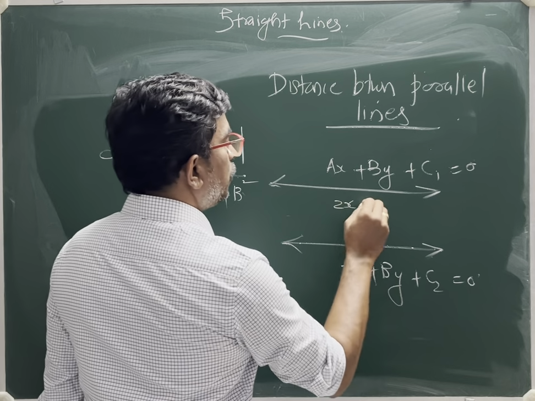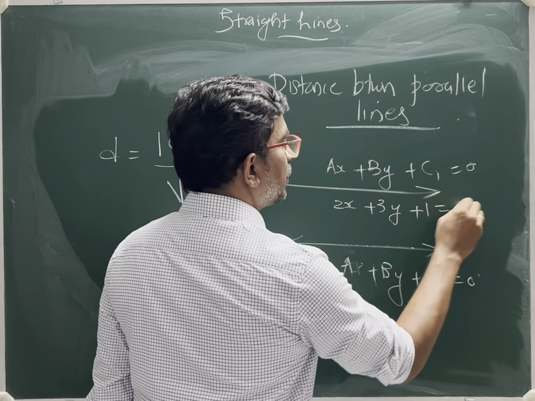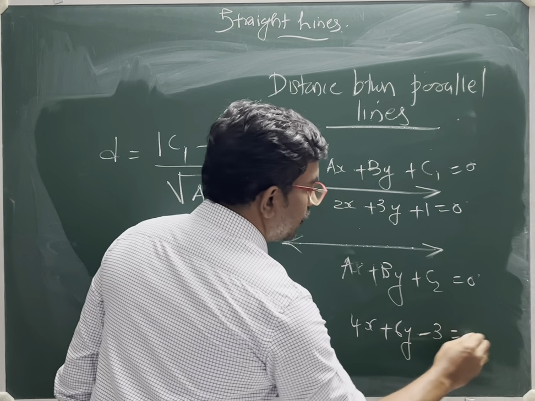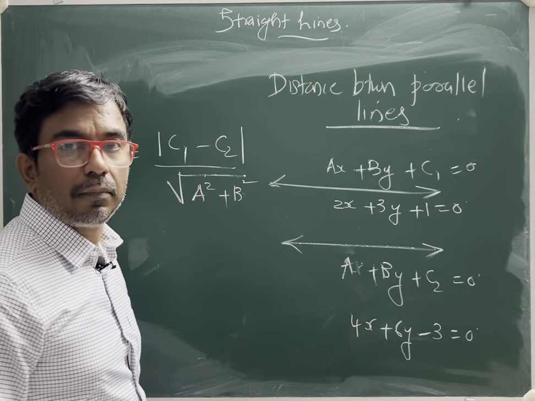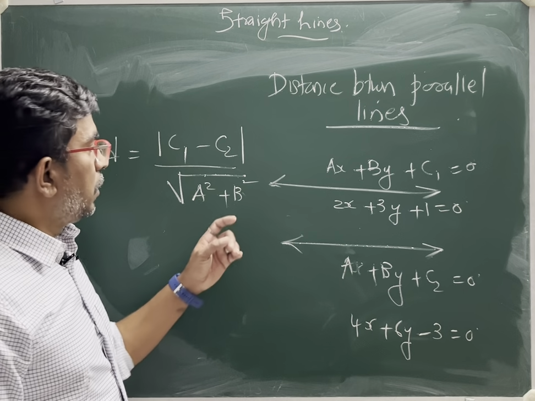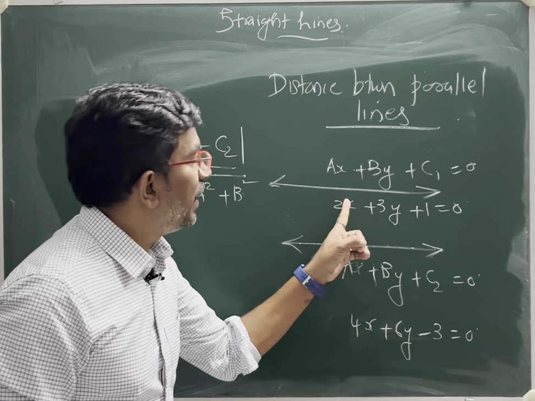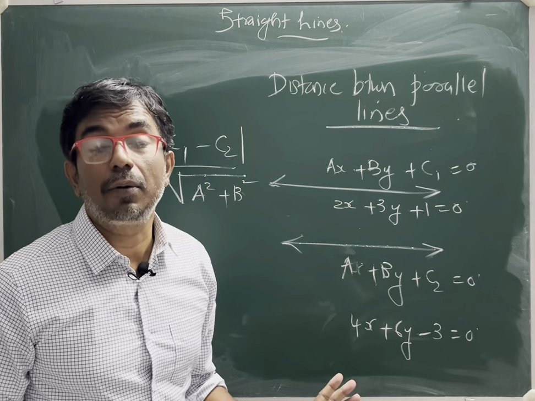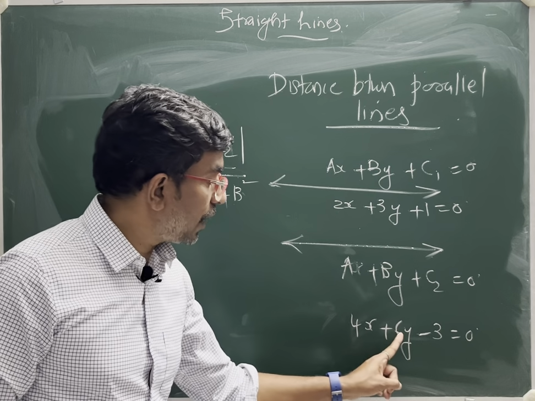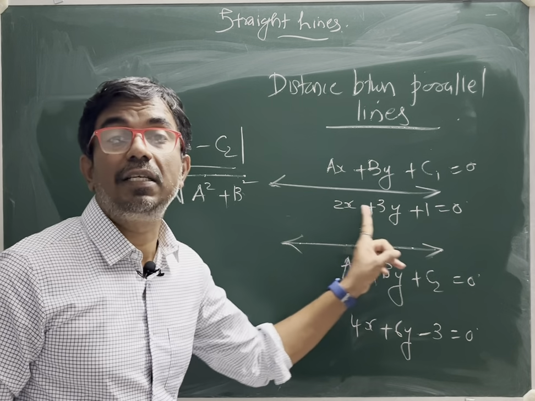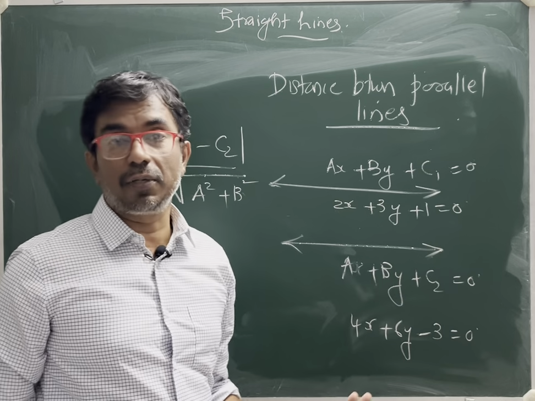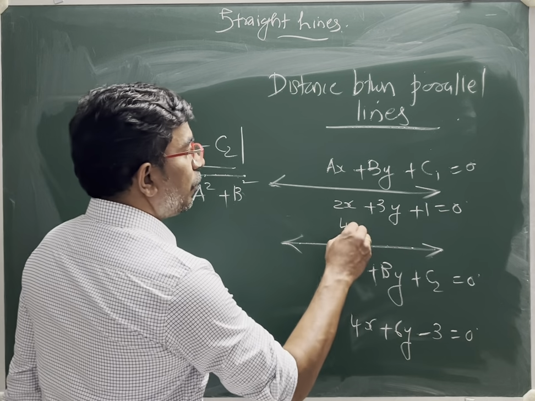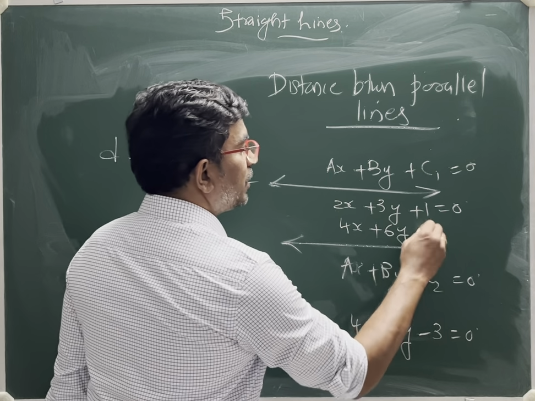Suppose this is 2x plus 3y plus 1 equal to 0, and this is 4x plus 6y minus 3 equal to 0. Now, before you take c1 and c2, you make sure that these x coefficients are equal. If they are not equal, make them equal. How do you make them equal? This is 4 and 6. I can make this 4 and 6 by multiplying 2 with this equation. That is easier than dividing. So I multiply this by 2. So I will get 4x plus 6y plus 2 equal to 0.